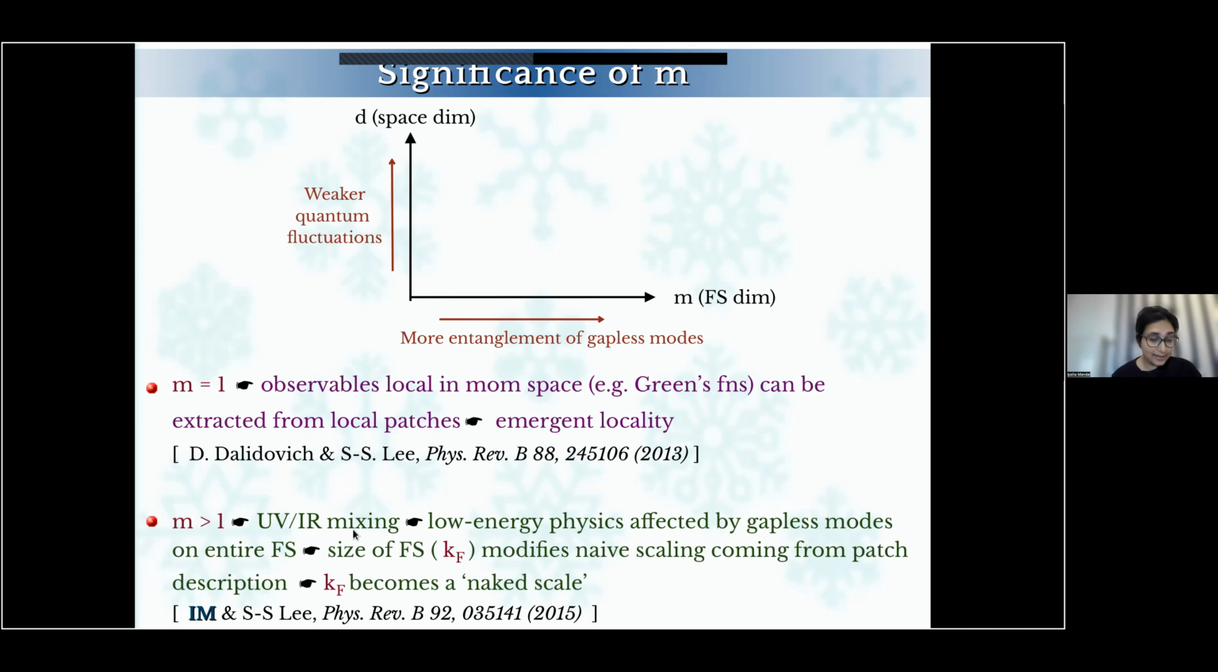And why do we say that? Because I told you that I want to write down the low energy effective field theory action, but now we see that this low energy physics is being affected by gapless modes, which are extending over the entire Fermi surface. And extending over the entire Fermi surface means that is the ultraviolet physics. This gives rise to the mixing, leading to the fact that the size of the Fermi surface, kf, modifies the naive scaling, which you would have obtained by just focusing on local patches. So somehow kf becomes a naked scale because it shows up in various physical properties.